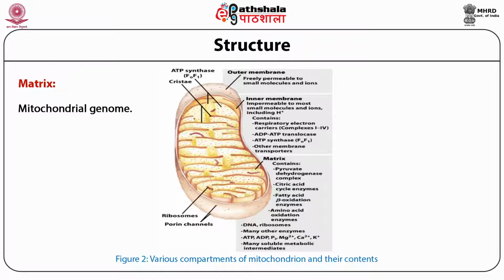The inner membrane is impermeable to most small molecules and ions, including protons. The inner membrane contains respiratory electron carriers, complexes 1, 2, 3, and 4. Also, it contains the ADP-ATP translocase, the ATP synthase, and other membrane transporters. The matrix contains the pyruvate dehydrogenase complex, the citric acid enzymes, the fatty acid oxidation enzymes, and the amino acid oxidation enzymes. The matrix also contains DNA, ribosomes, and many other enzymes. It also has many soluble metabolic intermediates.